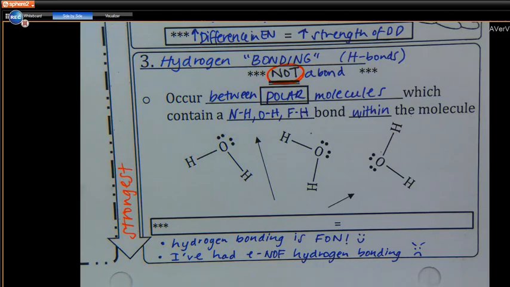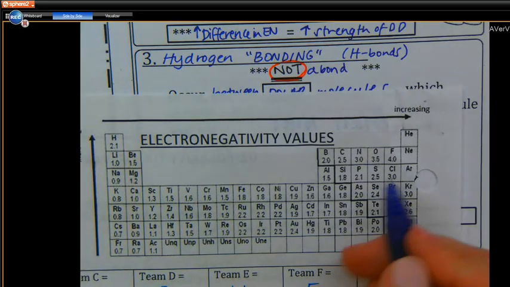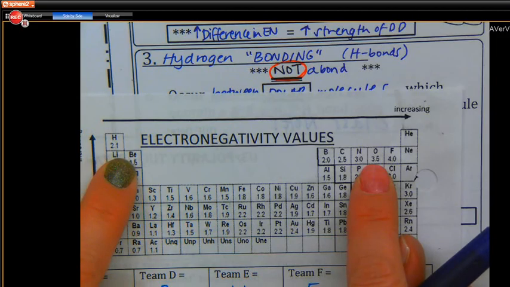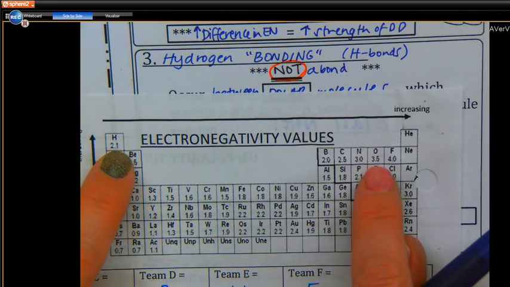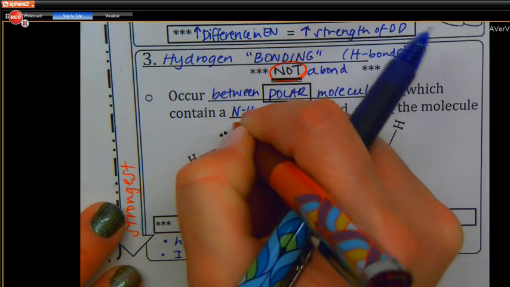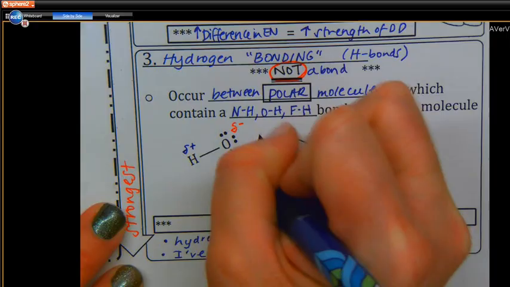And then kind of similarly to London dispersion forces, where the bigger the molecule, the stronger the intermolecular forces, the stronger the LDFs, the more hydrogen bonds there are within a molecule, the stronger the intermolecular force, the stronger the hydrogen bonding, okay? So the higher the number of H bonds in the molecule, the higher the strength of the H bonds.